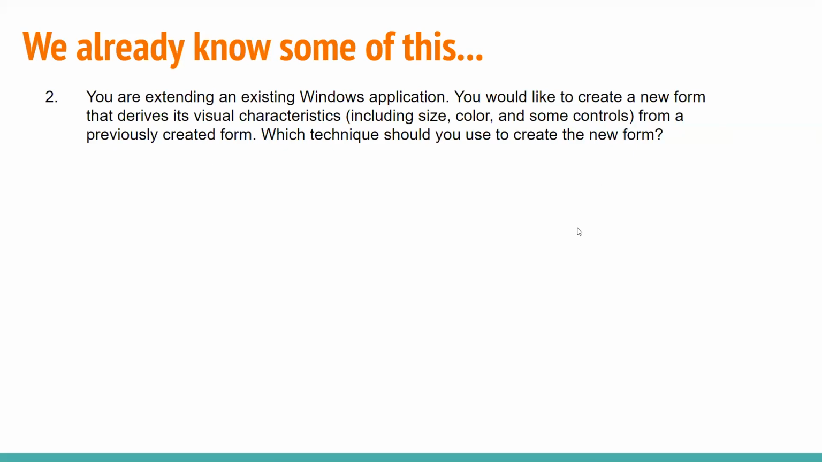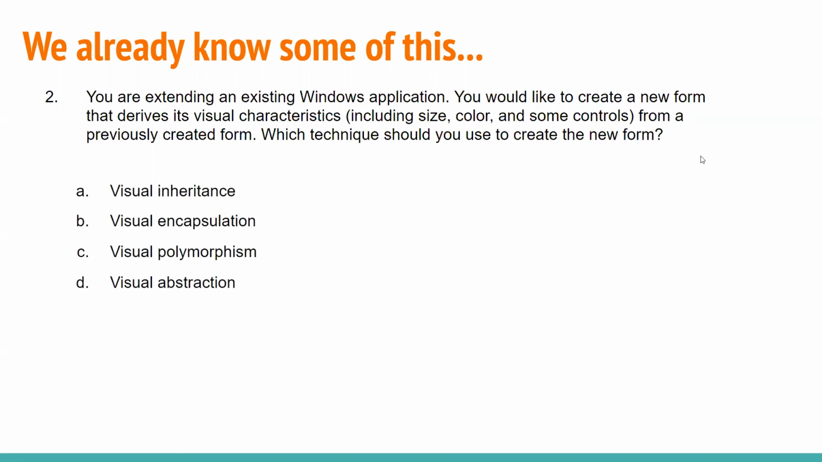That's not the only question that I think you guys should have a good chance of answering. Here's another. You are extending an existing Windows application. You would like to create a new form that derives its visual characteristics from a previously created form. Which technique should you use to create the new form? So we want to derive some characteristics from something we previously created. Which technique would we use for this, guys? Remember, you're only technically supposed to know this at the end of chapter 5, but let's see what you guys say.